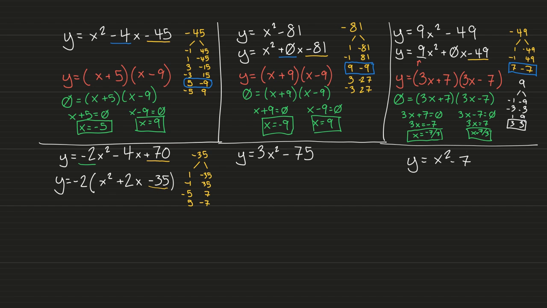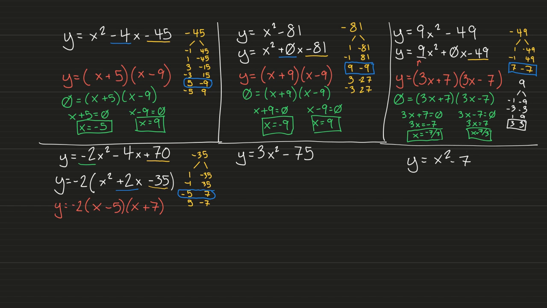I think we might have found it because we're looking again for something that adds up to positive 2, and I see that pair right there. So we can write this as y equals negative 2 out front, and then our two factor pairs, as we call them, x minus 5 and x plus 7.